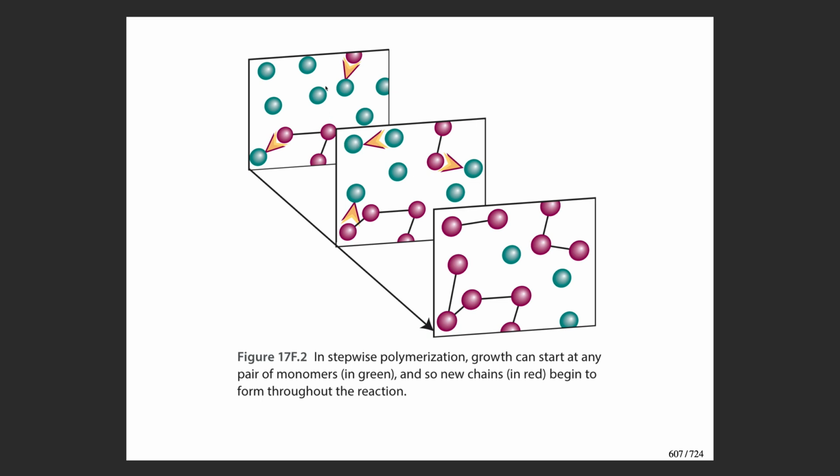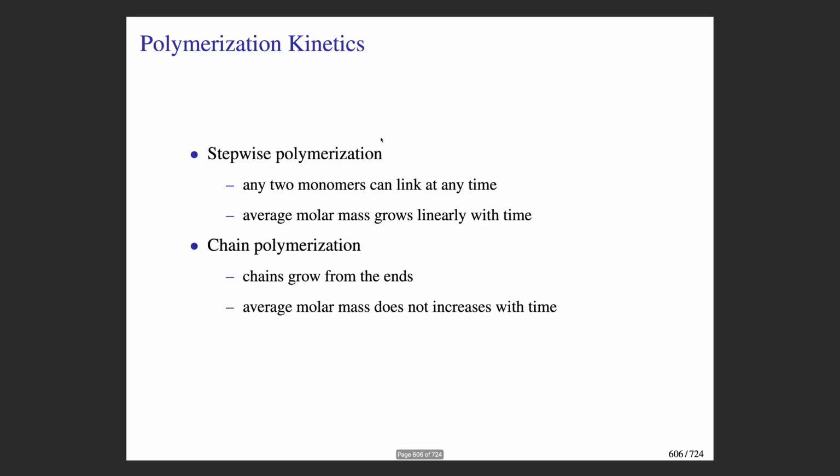So these guys are going to react. This one's going to react with that one. Okay, so that formed these two. Now in the next step, these two are going to link up, and that's going to link up, and this one's going to link up with that one, and so on. So in the stepwise polymerization, the growth can start between any pair of monomers that you have. The other classification of polymerization that I'll talk about is chain polymerization.